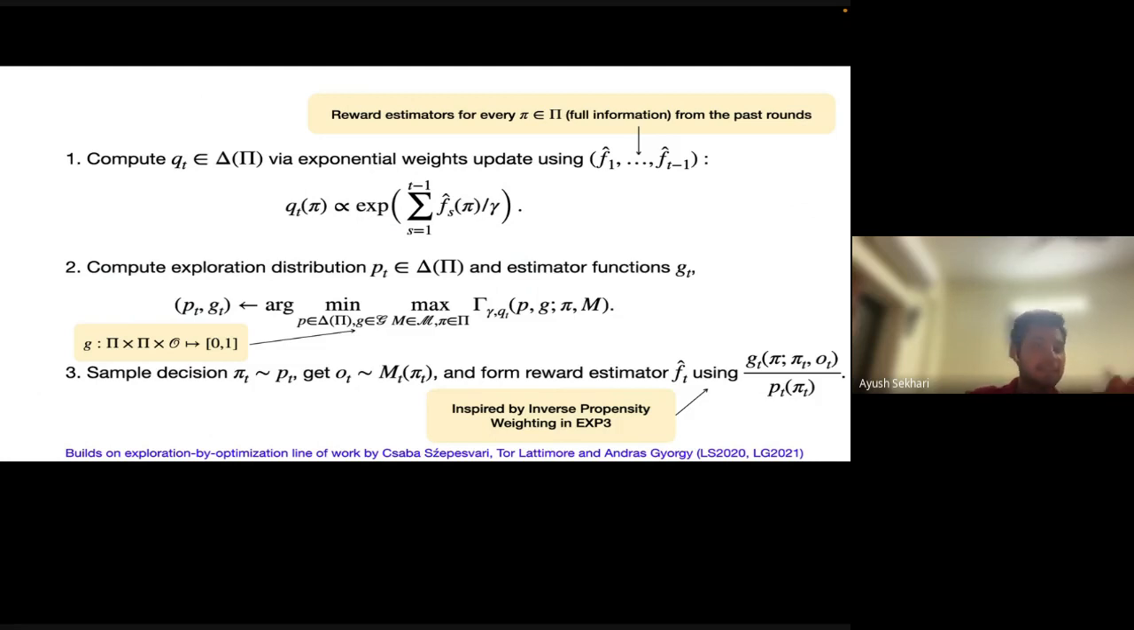So the algorithm is a very simple 3-step procedure. In step 1, you're appealing to a full information algorithm, essentially exponential weights. Then you're looking at the output of exponential weights, plugging it into a per step min-max problem, and solving it to get what to play and a function GT. And using the observation that you get from playing a decision from PT, you compute a reward estimator f hat using GT and this observation, and plug that back into the exponential weights mechanism.